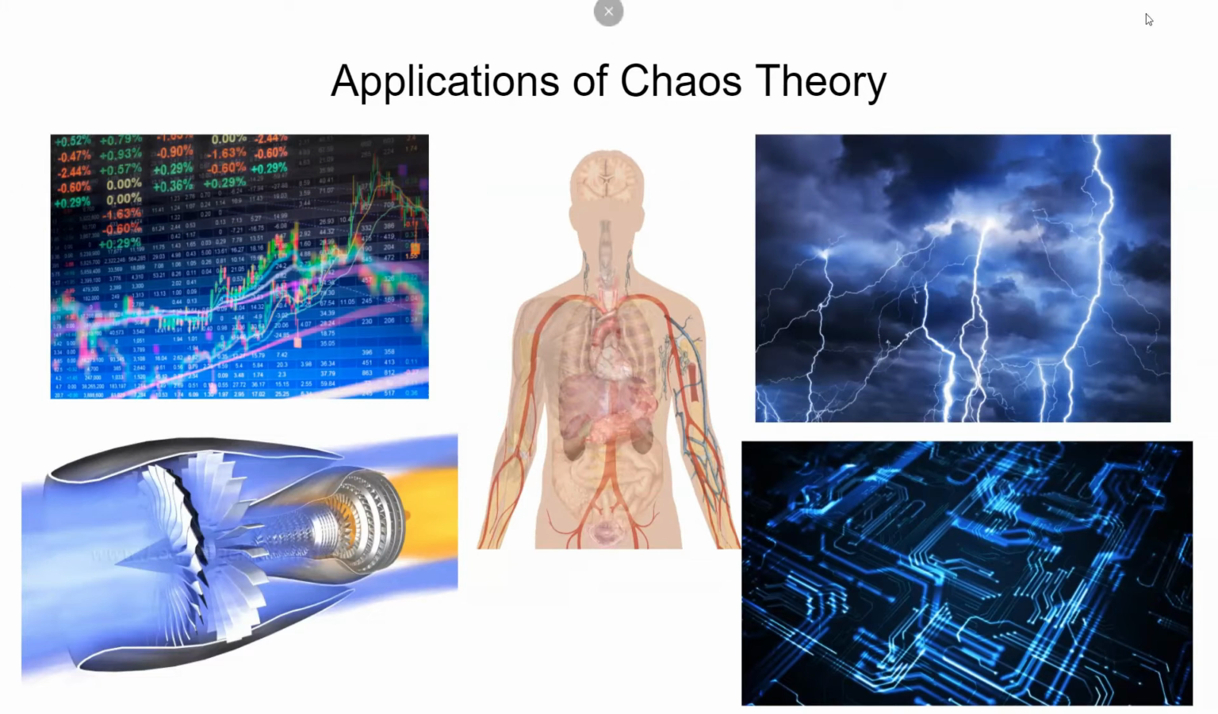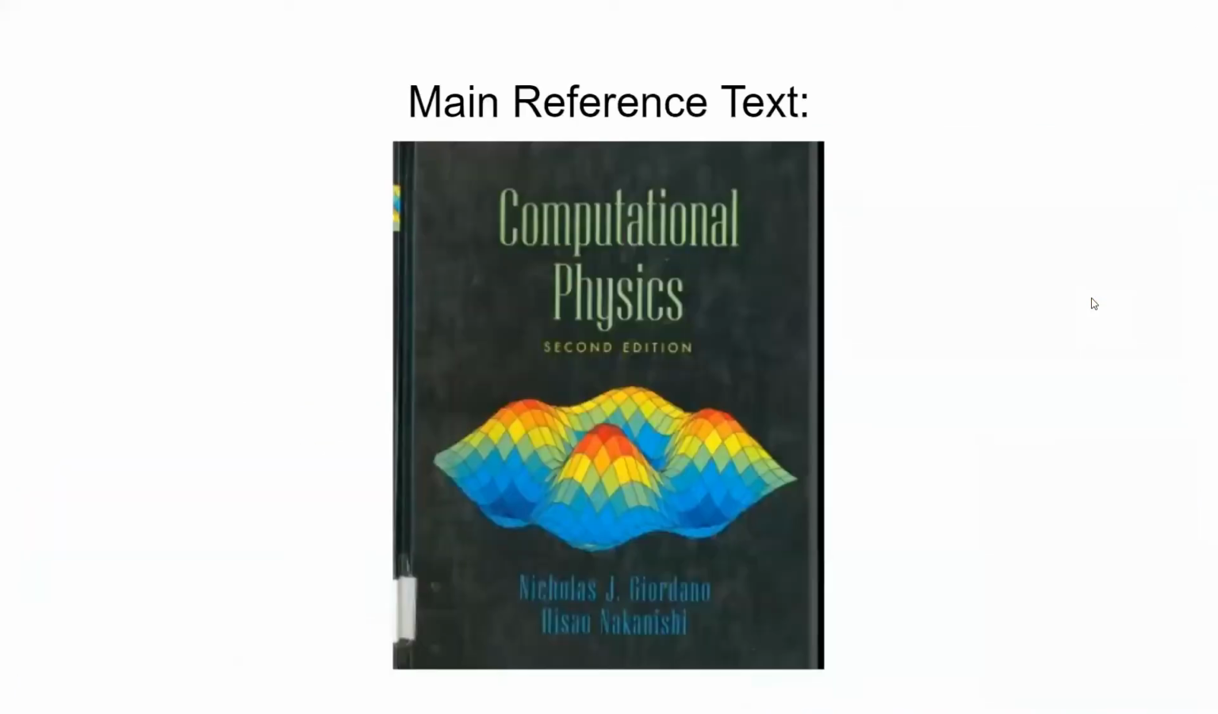I got this idea from a great textbook that Dr. Cornell recommended. It's called Computational Physics by Nicholas J. Giordano and Hisao Nakanishi. It's a great book. It details this billiard problem that I'm about to describe and talks a lot about chaos theory.